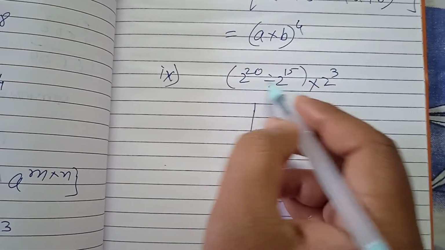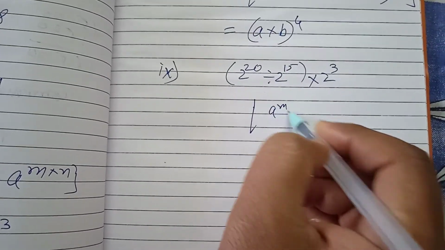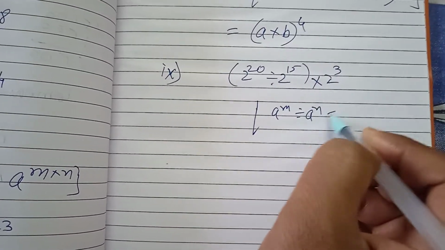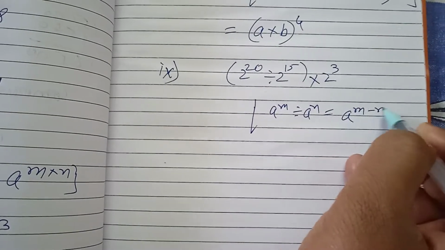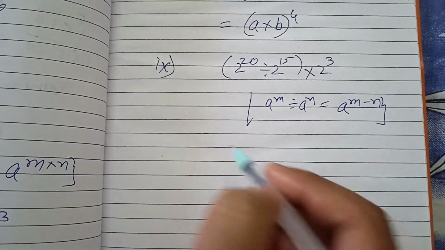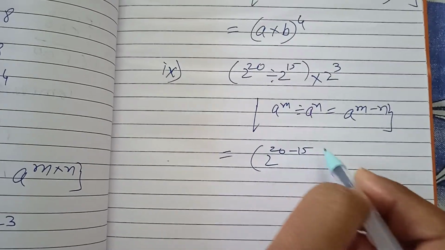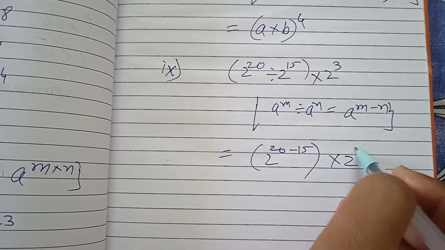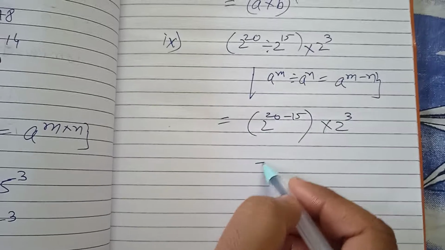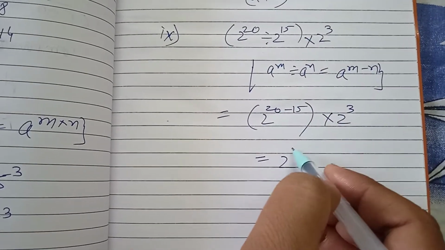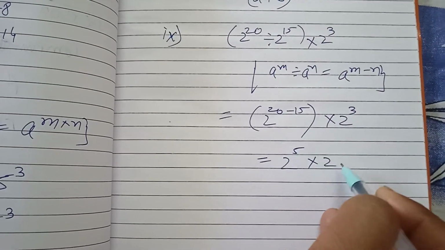We use here the law. For this bracket we will use the law a power m divided by a power n is equals to a power m minus n. Then we get here 2 to the power 20 minus 15 into 2 to the power 3. Then we get 2 to the power 20 minus 15, means 5, into 2 to the power 3 here.